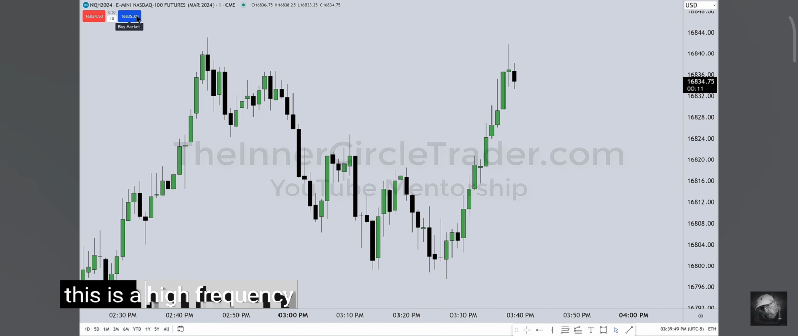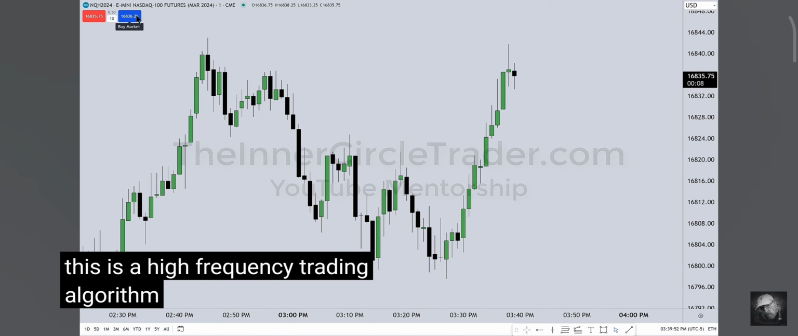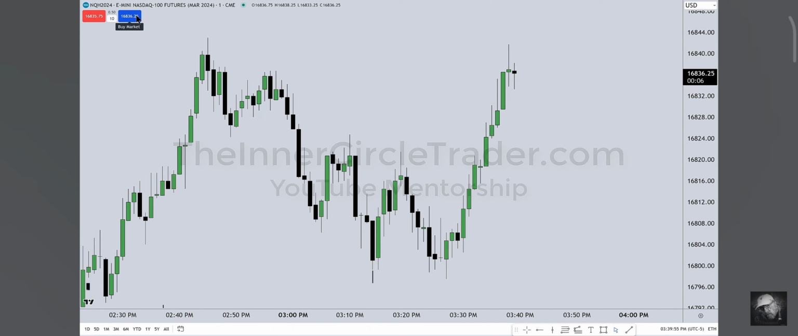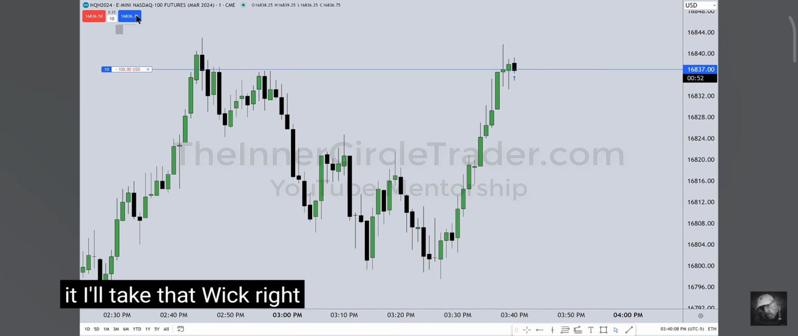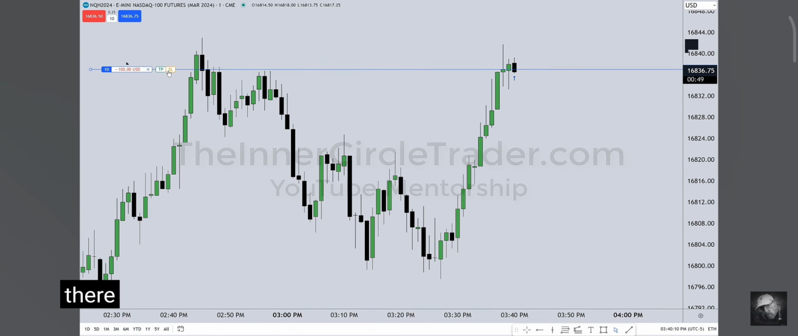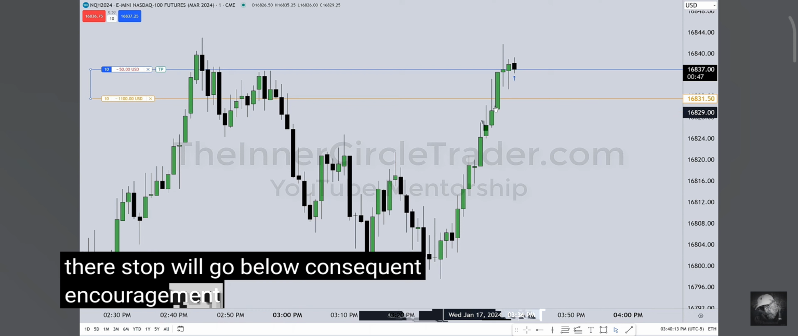This is a high frequency trading algorithm macro. Yeah, I missed it. I'll take that wick right there. Stop will go below the consequent encroachment of this wick right here.